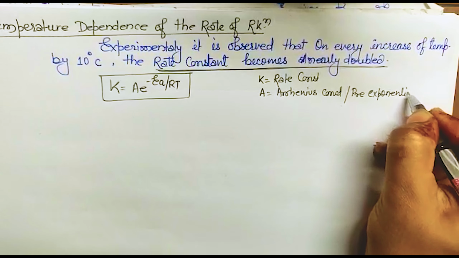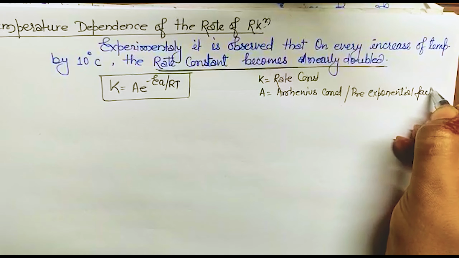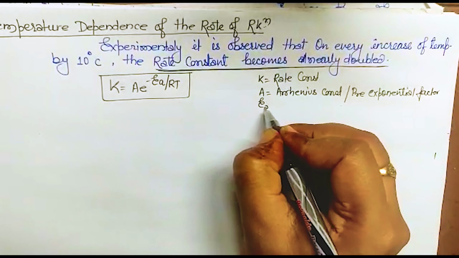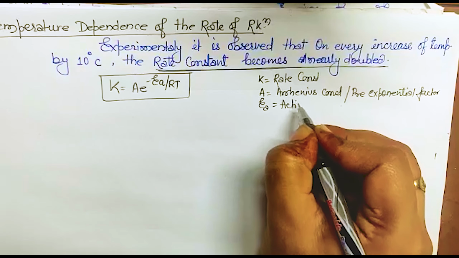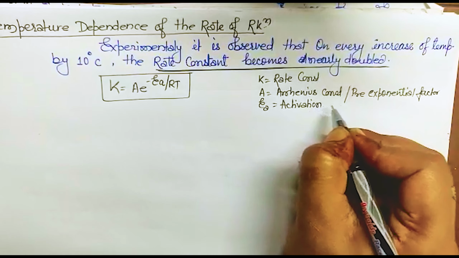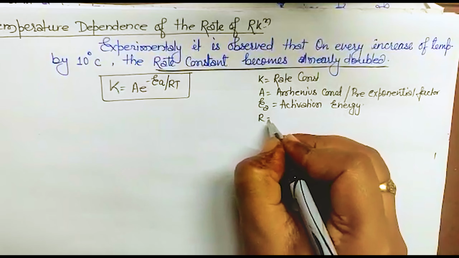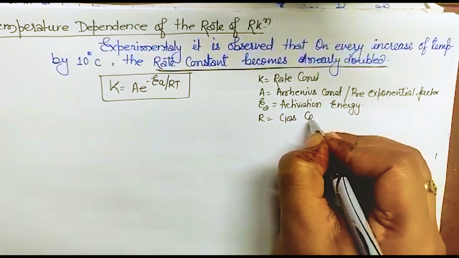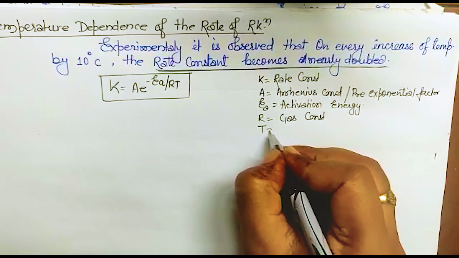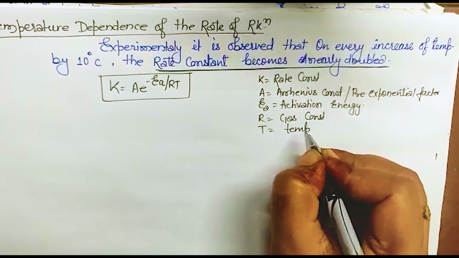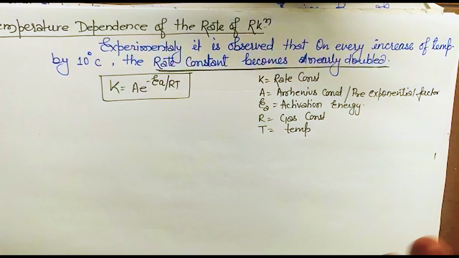Okay, and EA is equal to activation energy, and R is equal to, we know that, the gas constant, T is equal to temperature. But in this way we cannot solve the question. So there is a derived, modified formula given, we can find it.